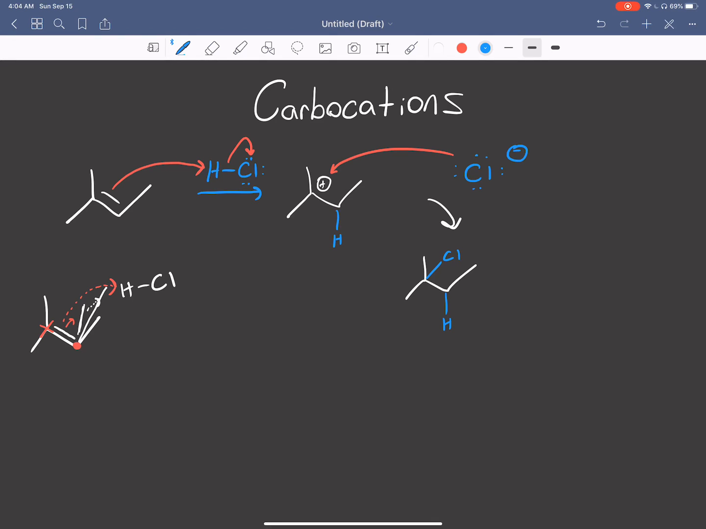And so that's the basics of how a carbocation can form. In the next video, I want to talk about the stability of carbocations first, and then we can go into carbocation rearrangements, how carbocations can actually rearrange themselves within a molecule.